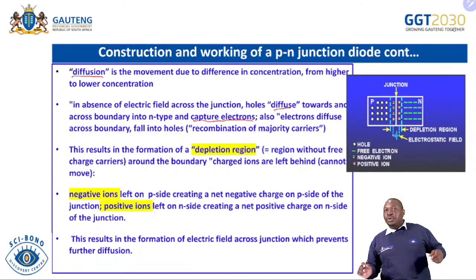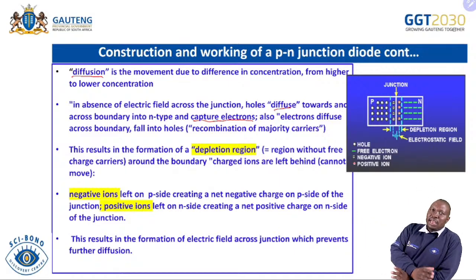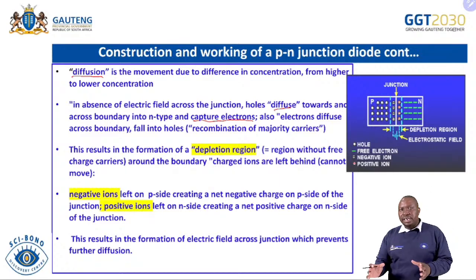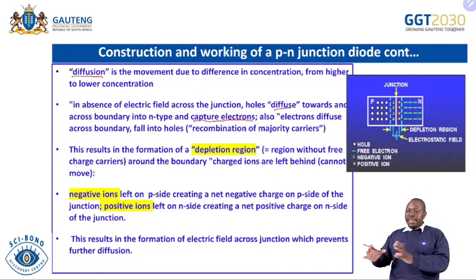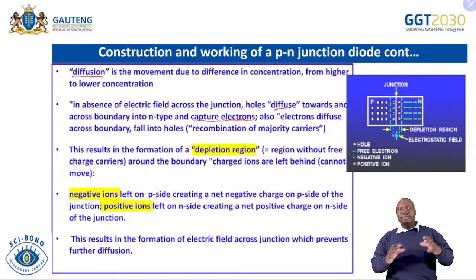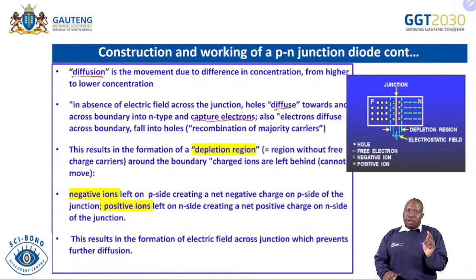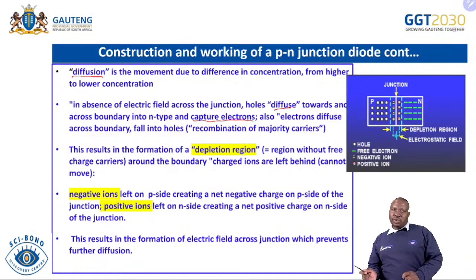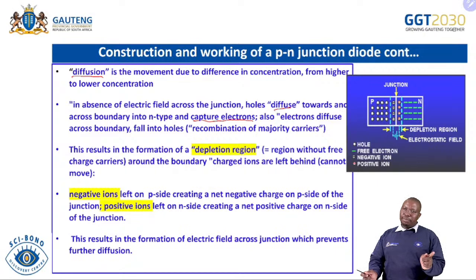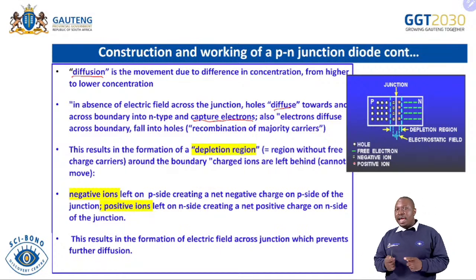So we have two movements here: the movement of the holes towards the electrons and the movement of the electrons towards the holes. Because when you make a junction, you have the N-type, which has extra electrons that are negatively charged, and the P-type, which has the holes, which are positively charged. So the holes will move towards the electrons, which is the N-type, and the electrons themselves will move towards the holes. That's what will happen.